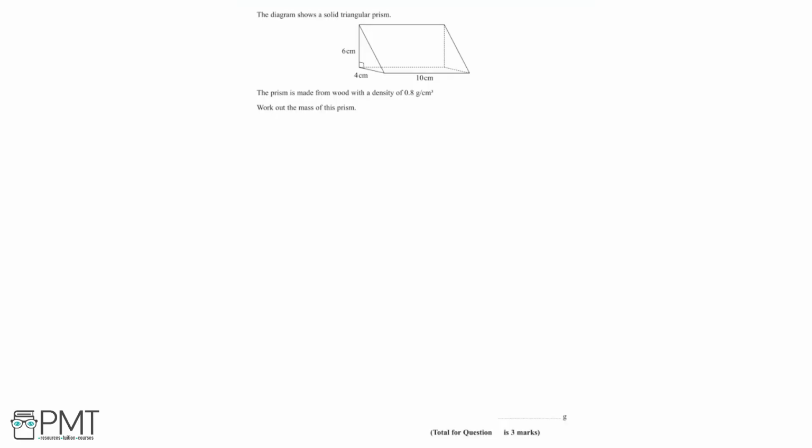In this question, we're given a diagram which shows a solid triangular prism. The prism is made from wood with a density of 0.8 grams per centimetre cubed, and we need to work out the mass of this prism.